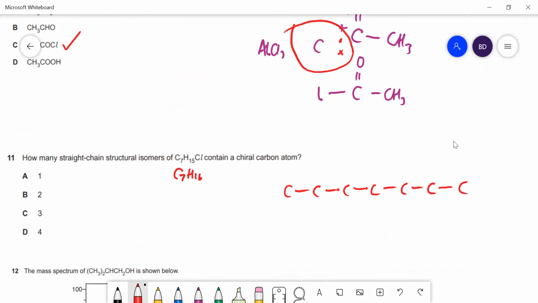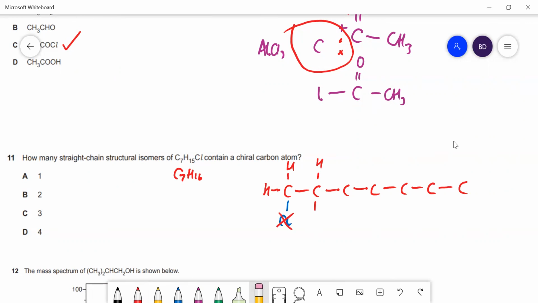Right. So where can we put the chlorine? Okay, let's put it on the end. And you can see that that carbon, if it was on the end, would not be chiral because it's got 2 hydrogens attached to it. You've got to have 4 different groups for it to be chiral. So in order for it to have a chiral carbon, anything with 2 hydrogens, obviously, they're the same. So that position there, no, you can't get a chiral carbon.